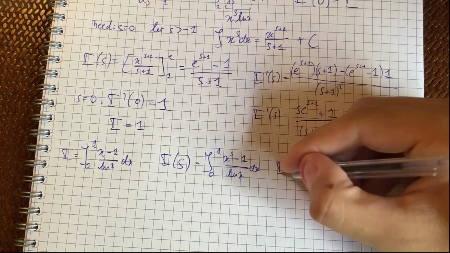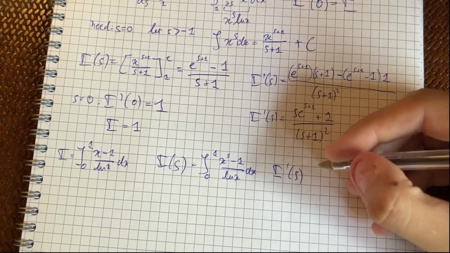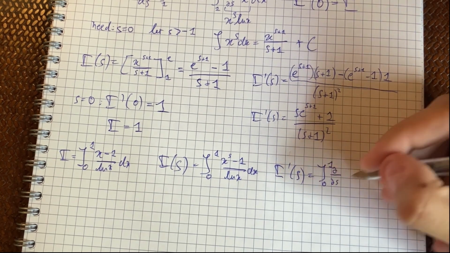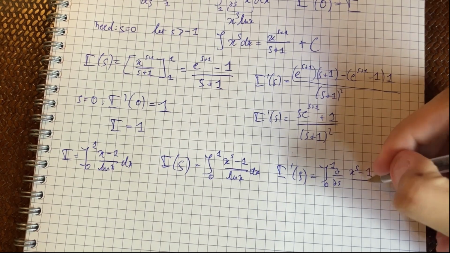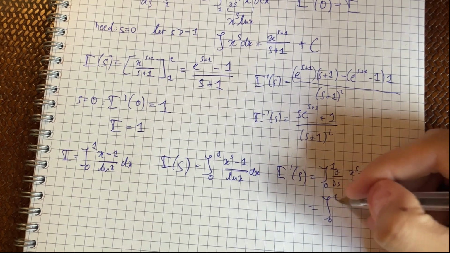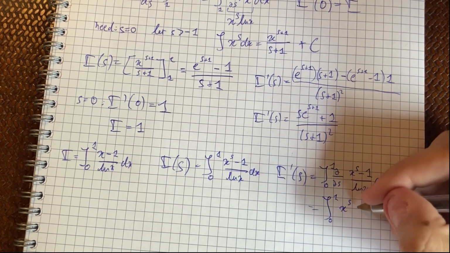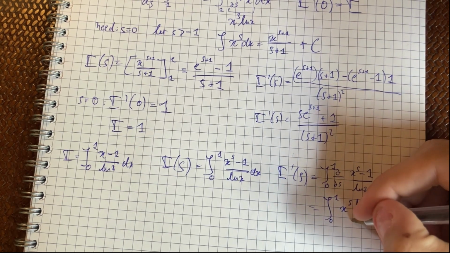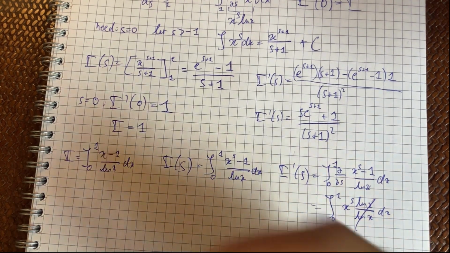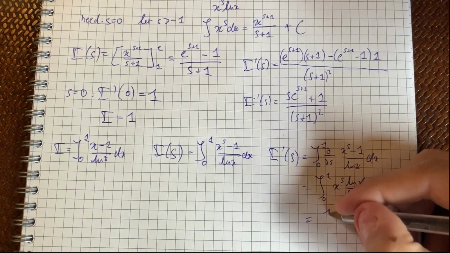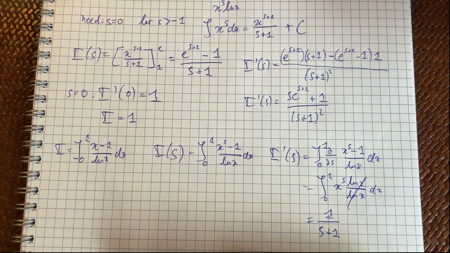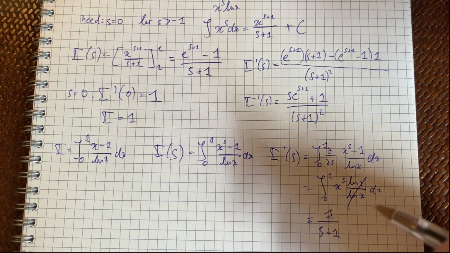Well, I prime of s would be the integral from 0 to 1 of the partial derivative with respect to s of (x to the s power minus 1) by log x dx, which is the integral from 0 to 1 of x to the s power times log x by log x dx. We obtain 1 divided by s plus 1. We now have a general expression for I prime of s, 1 by s plus 1.